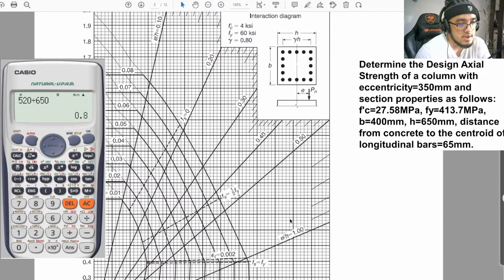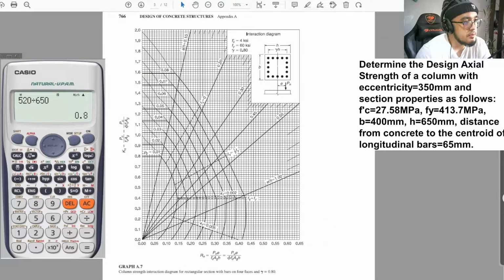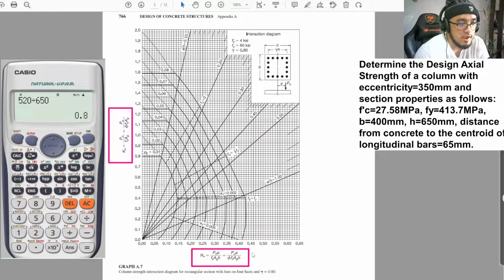Okay, guys, so as you can see, we have this part here and this part here. So this one on your left is to be the value for your Kn, and the portion at the bottom part is to be the value for your Rn. So we can actually make use of either of them for us to solve for the value of our Pn.